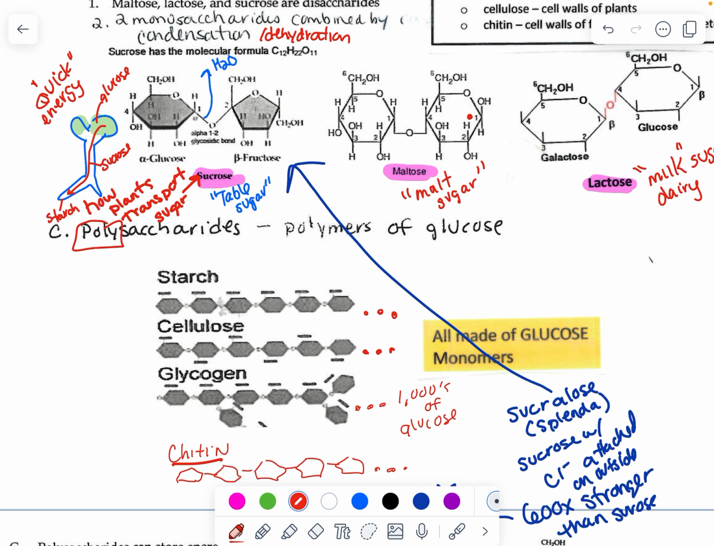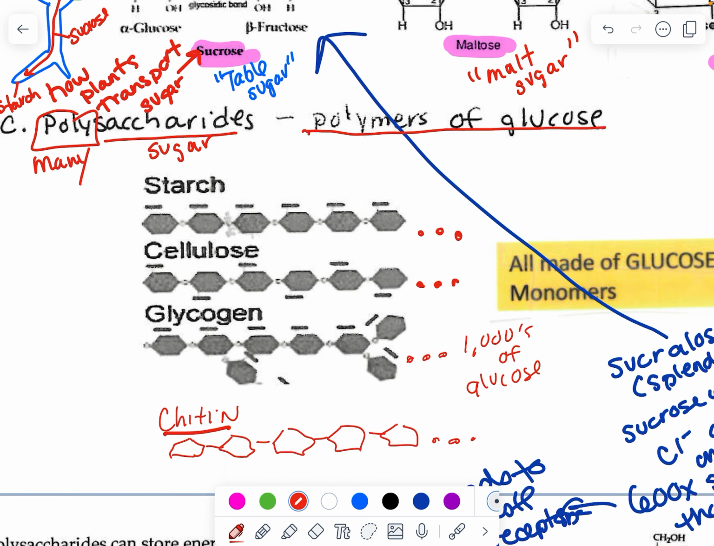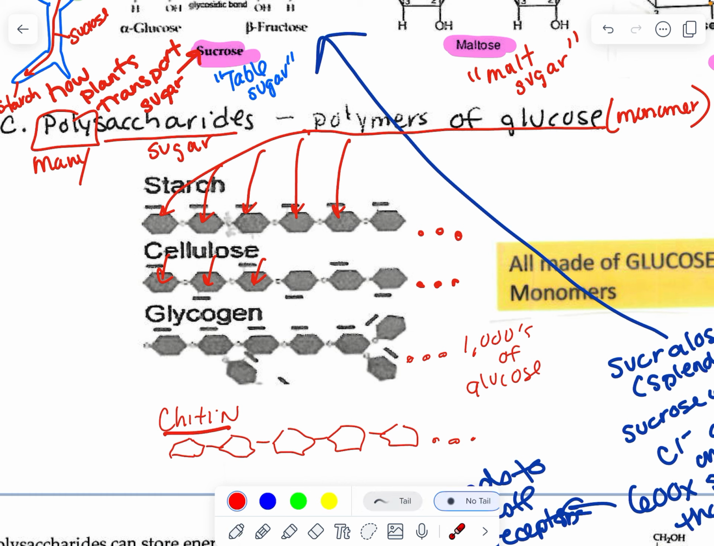Polysaccharides, poly means many. So a polysaccharide is many sugars put together. Again, remember saccharide means sugar. Okay. And I should note here, they're all polymers of glucose. So that's glucose and glucose and glucose and glucose and glucose. And so is that and that. So these are all just big long chains of glucose. Again, these would be polymers. Glucose is the monomer that was put together in these chains to make the polymer.